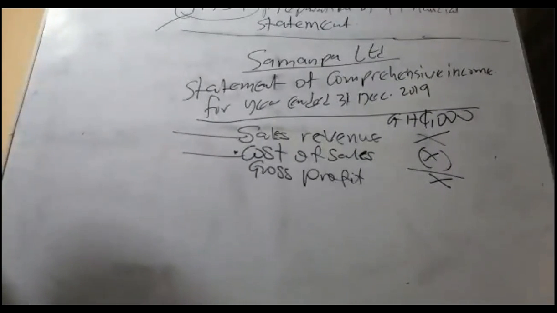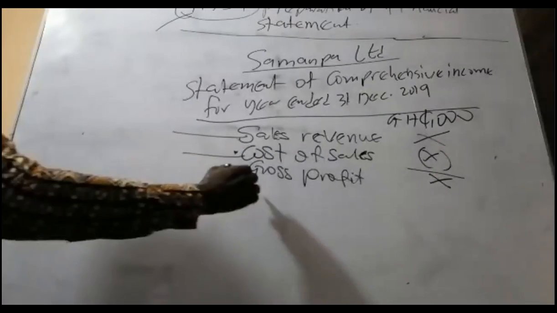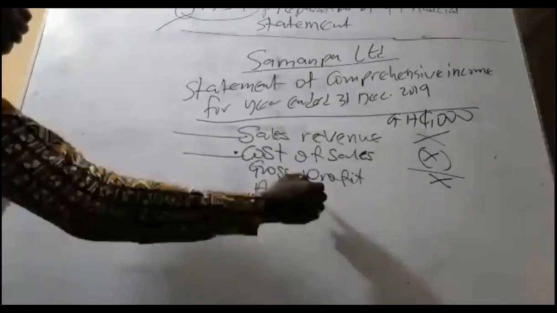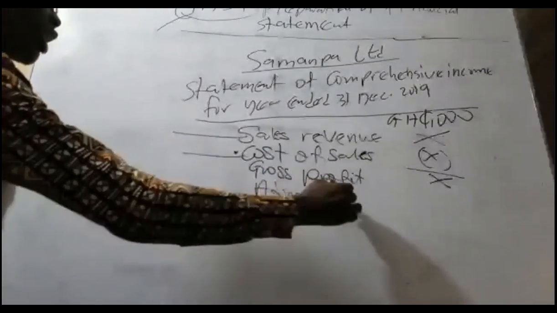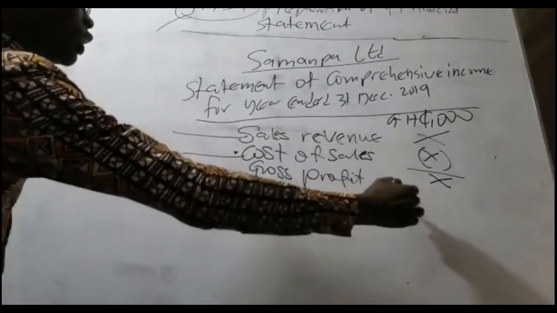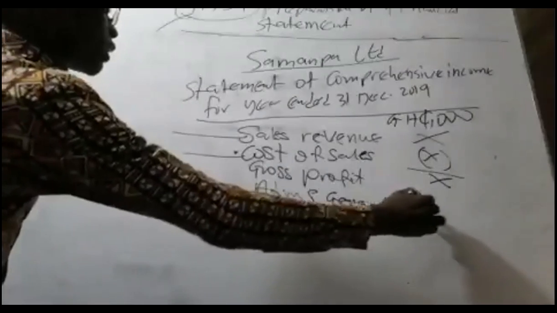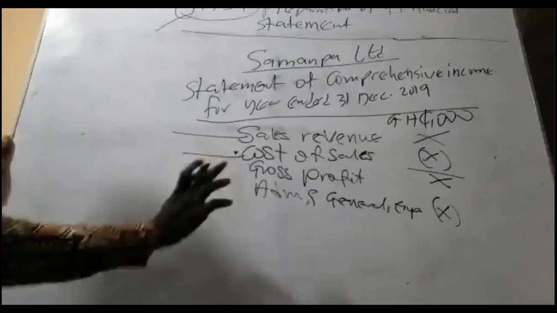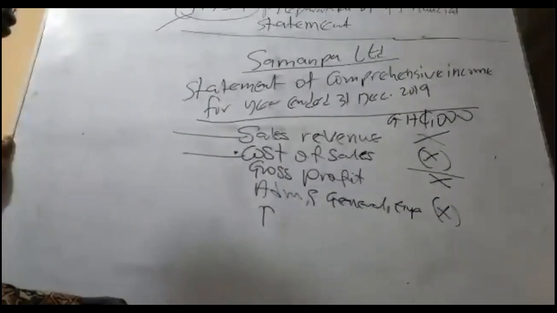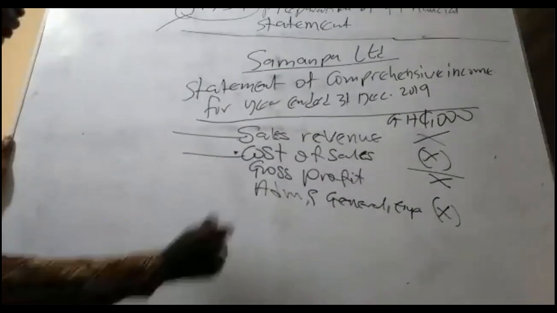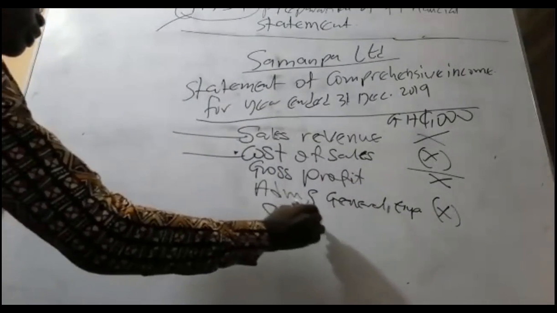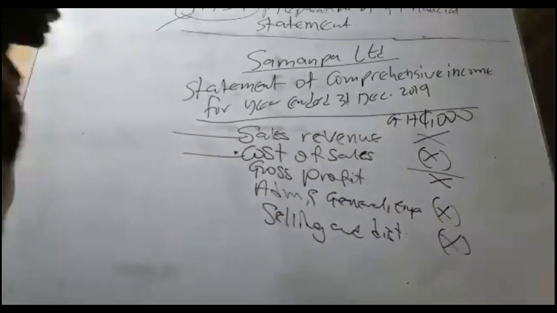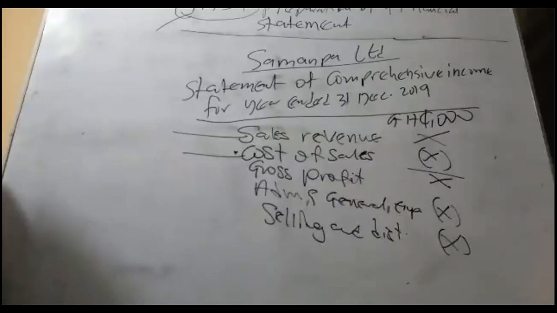Here. Now this is what you're supposed to do. You're supposed to put admin here, admin costs, and then general expenses. I'll get to it, so don't write it now. And then you go to selling and distribution expenses. Selling and distribution expenses. This is what you're supposed to do in the exam.